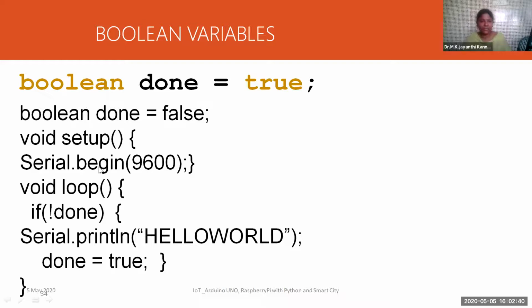Void setup, where we are establishing the connection between the computer and the Arduino board using 9600, Serial.begin. Void loop: if not done, that is, if the condition is true, then Serial.println hello world, and done equal to true. So here it will check the variable done. If not done is true, then hello world will be printed. Then we are reassigning the value of done to true.